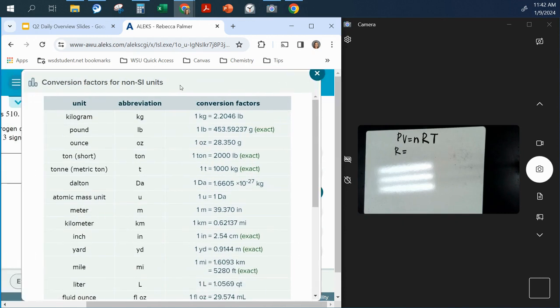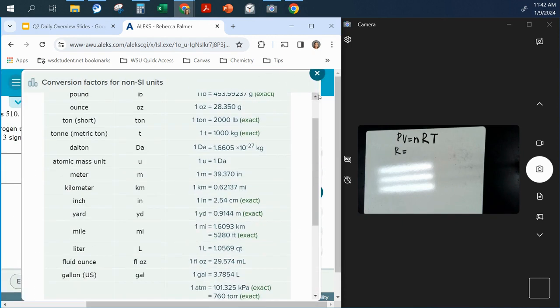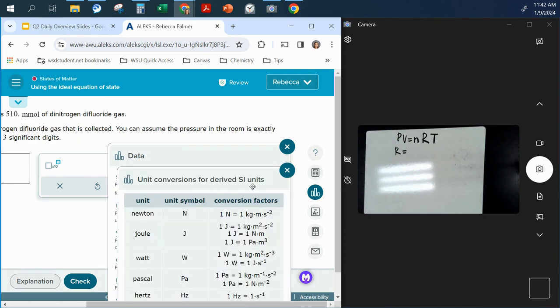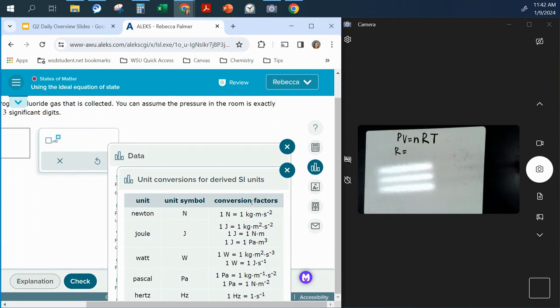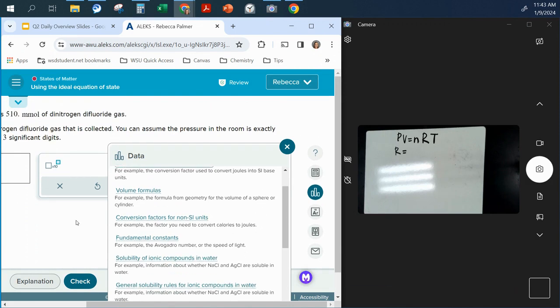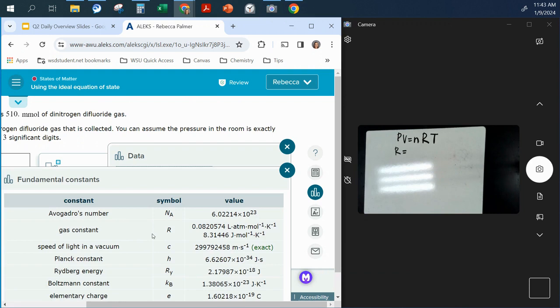Let's see. Is this an SI unit? Nope. Unit conversions derived from SI units. We're looking for R. No, it's not. We're looking for constants. Oh, here it is. Fundamental constants. And we're using this top value for R.